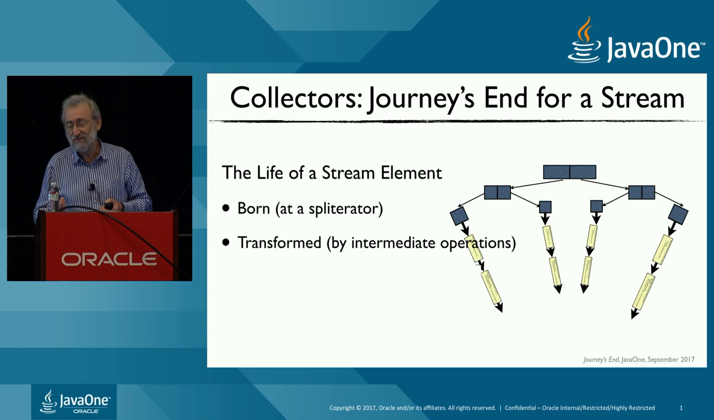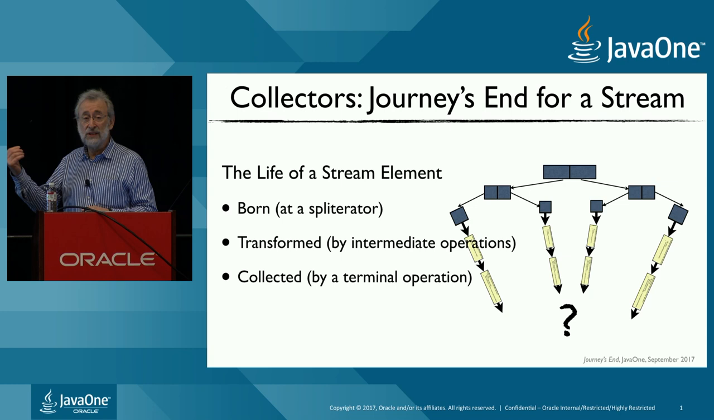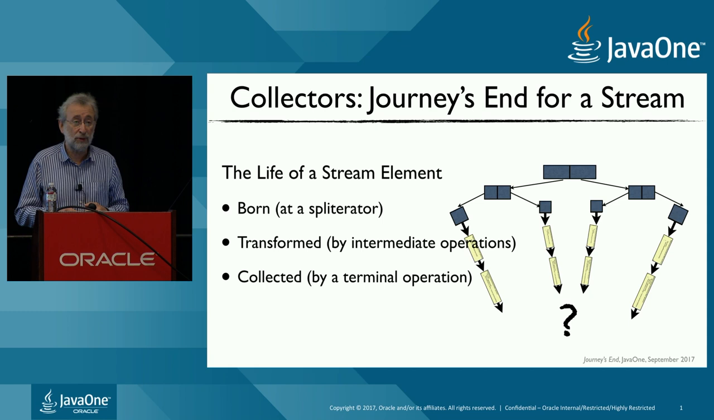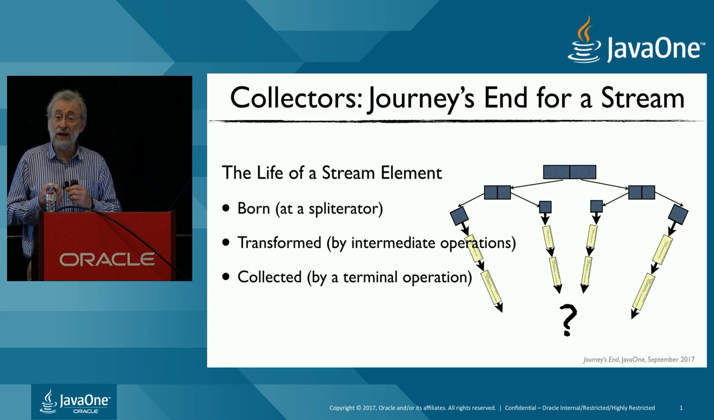So what happens then is the elements come down these different pipelines, and then they're collected by a terminal operation. So the three stages of the lifetime of a stream element are the spliterator, where they're born, the intermediate operations, where they're transformed, and they're finally collected by a terminal operation. And we're going to be concentrating on the collector.